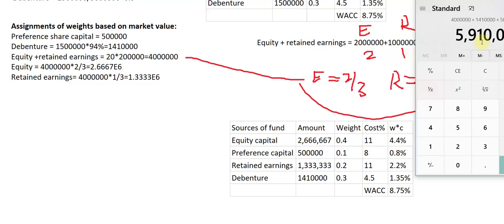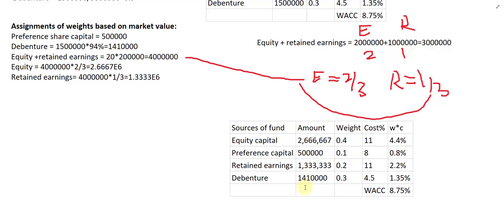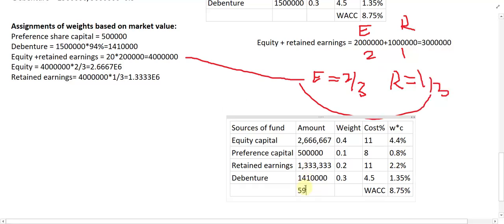5 million. Okay, I think there is a little bit of confusion. Let me calculate it once again. No, I think it is fine. So it becomes 5,009,010,000, right? Or we can say 59,010,000. So the total capital becomes equal to how much? You can mention here 59,010,000. The total of all becomes 59,009,010,000.